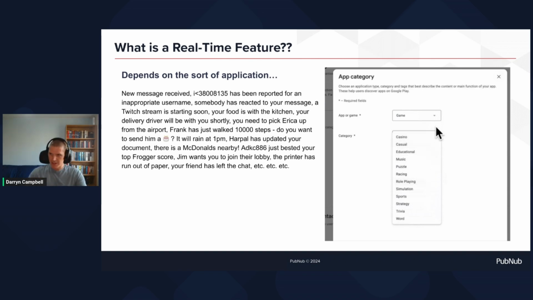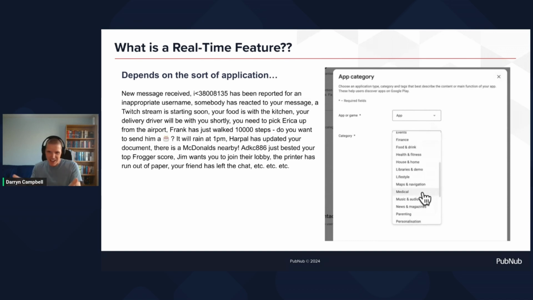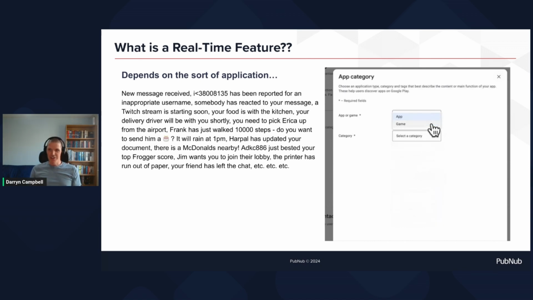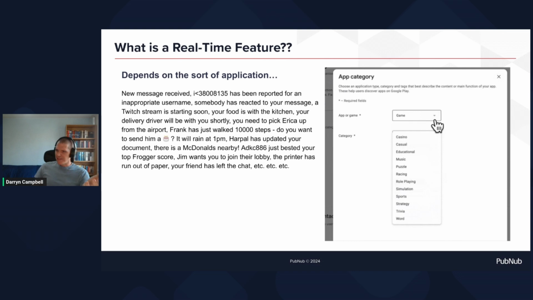I went on the Play Store. I pretended I was going to submit an application. And as you're submitting, you have to choose what category your app is in. And I was intrigued how many different categories it can be: dating, events, finance, food and drink, lifestyle, maps, photography. And that's just the apps. If you select games, you get a whole new set of categories drop down. It might be a casino game or simulation sports. My point is you can add real-time features to any of those kinds of categories.